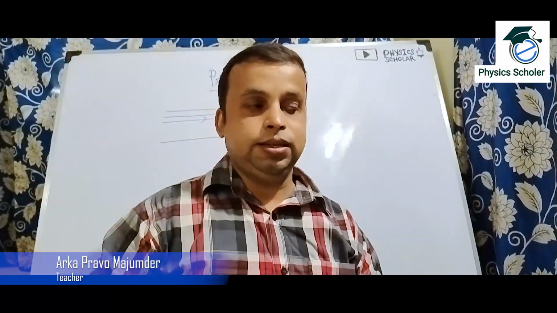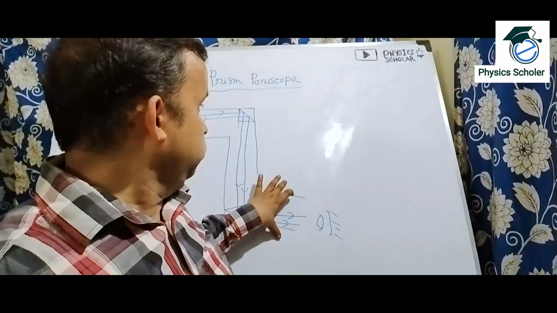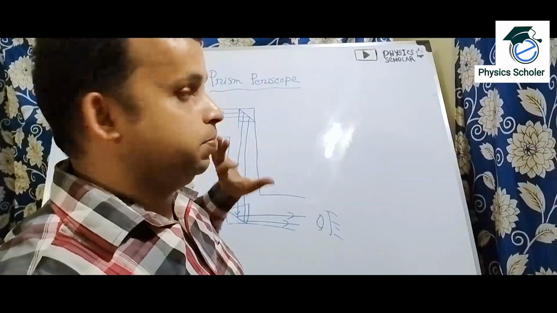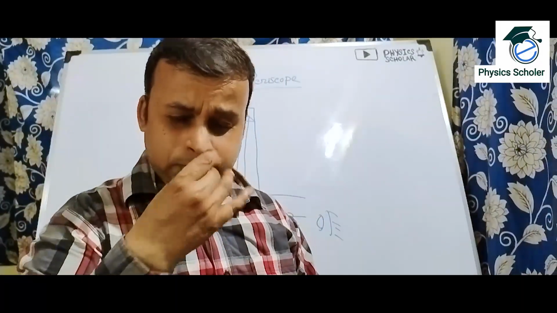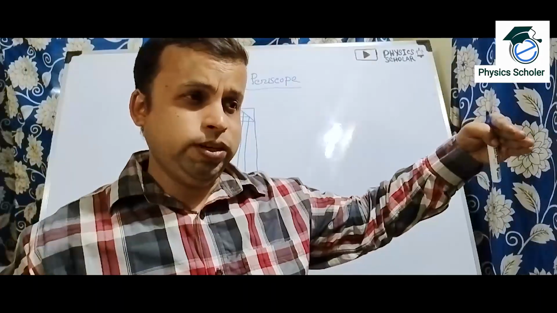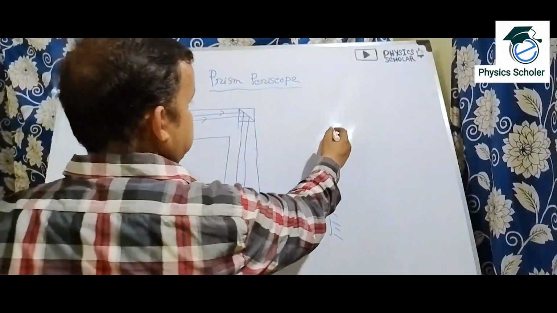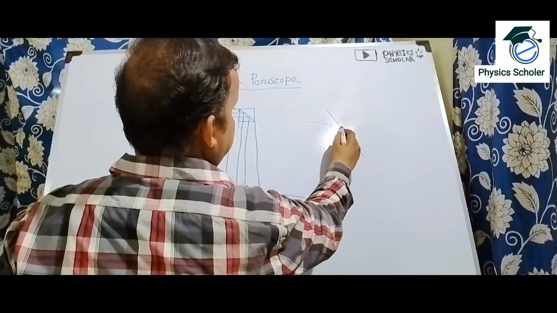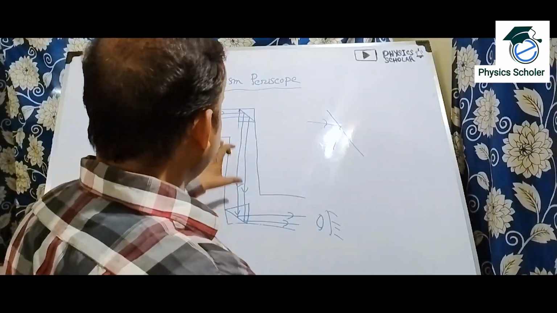But if we want to see the image more prominently, we can use the prism instead of the plane mirror. We have already seen that we can use the reflecting surface, that means the hypotenuse, as a reflecting surface like the plane mirror. So this property we can use.